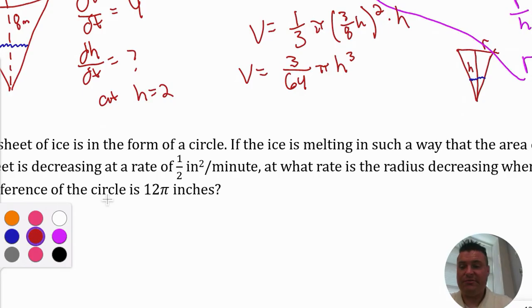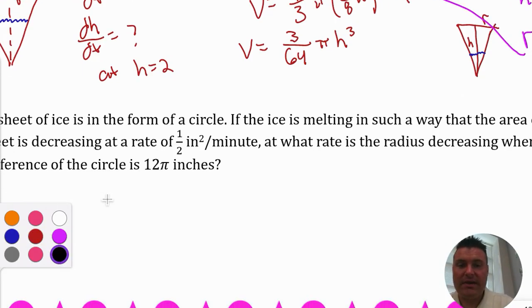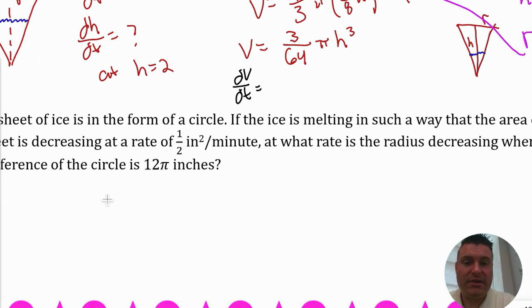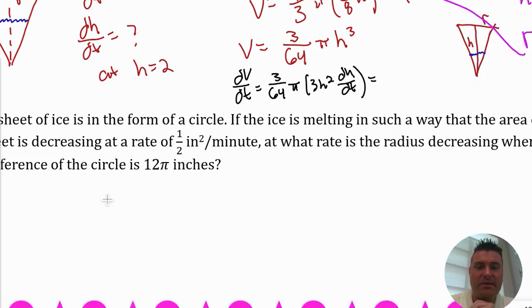Okay, so now I'm ready to differentiate. I'll do that part right here in black. So I'm going to get dV/dt equals, the derivative here is going to be the 3 over 64 pi stays, and the derivative of h cubed is going to be 3h squared, tagged with a dh/dt. Now I will clean this up just a bit here. Let's make this dV/dt equal 9 over 64 pi, h squared dh over dt.